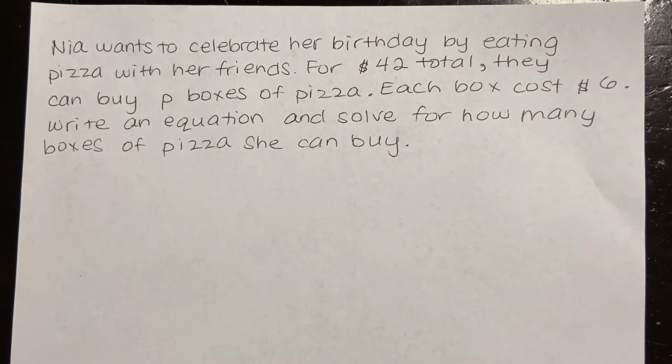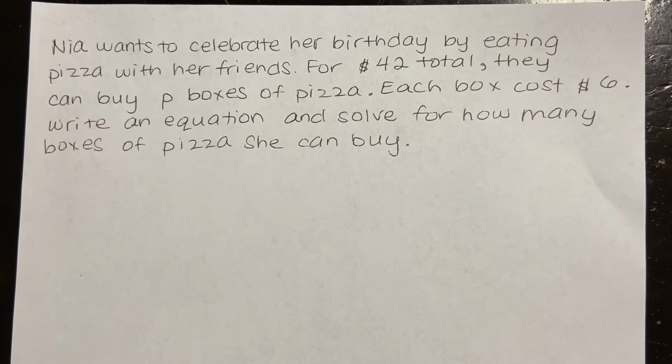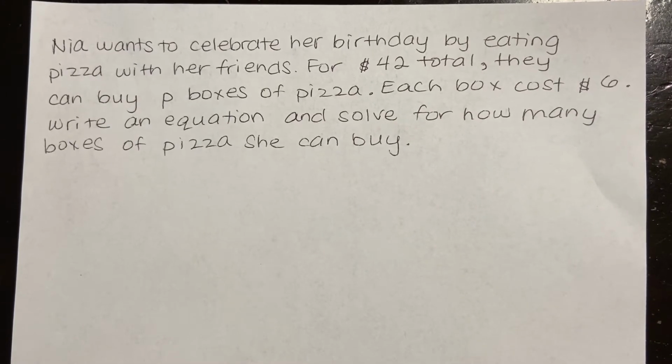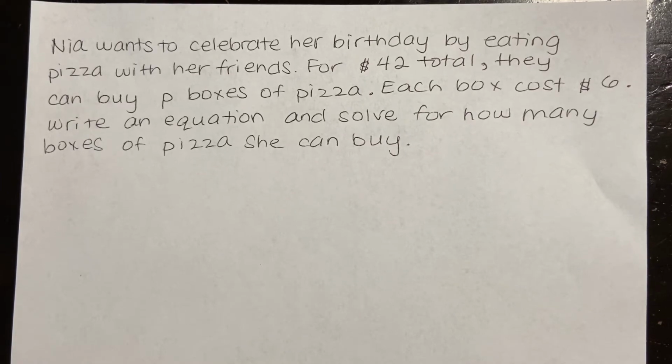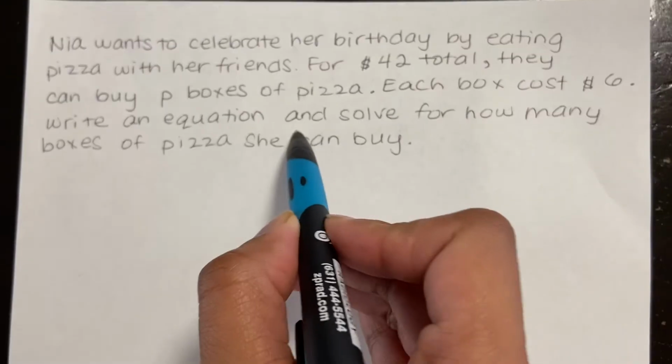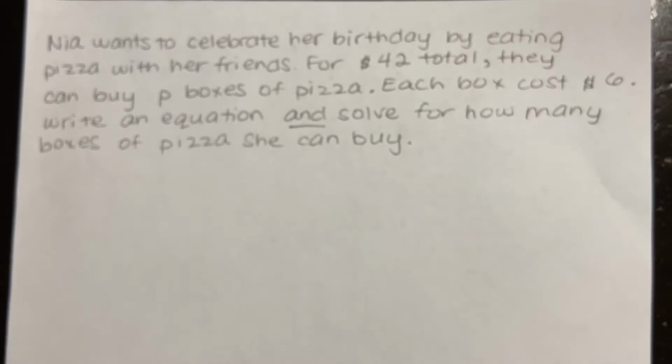It says, Nia wants to celebrate her birthday by eating pizza with her friends. For $42 total, they can buy P boxes of pizza. Each box costs $7. Write an equation and solve for how many boxes of pizza she can buy. So there's two things here that we are required to do. We have to write an equation and then we're going to solve for the variable P.